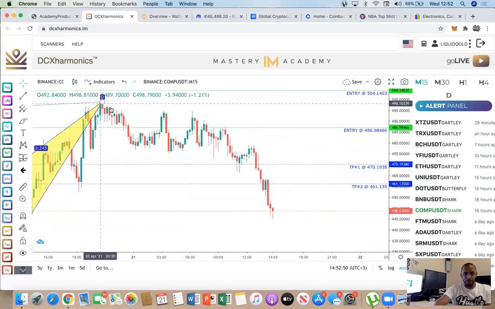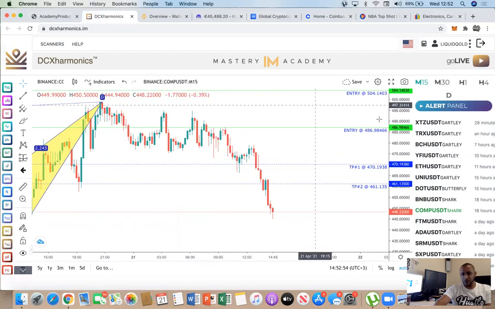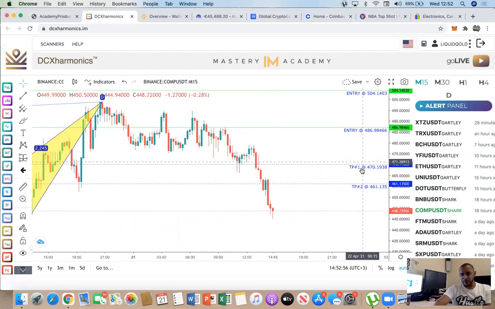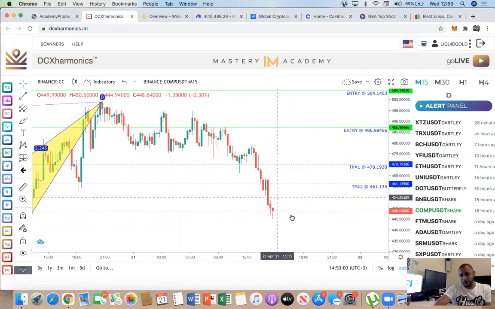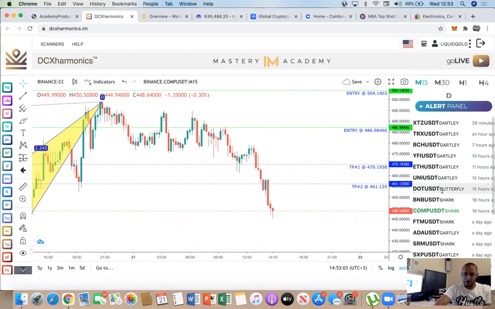Now, again, price was here in the entry zone. This is compound, and the Harmonics has told you enter here because your take profits are below as sales. And what happened? It just came rallying down. Okay, guys. So this is how we use this tool.